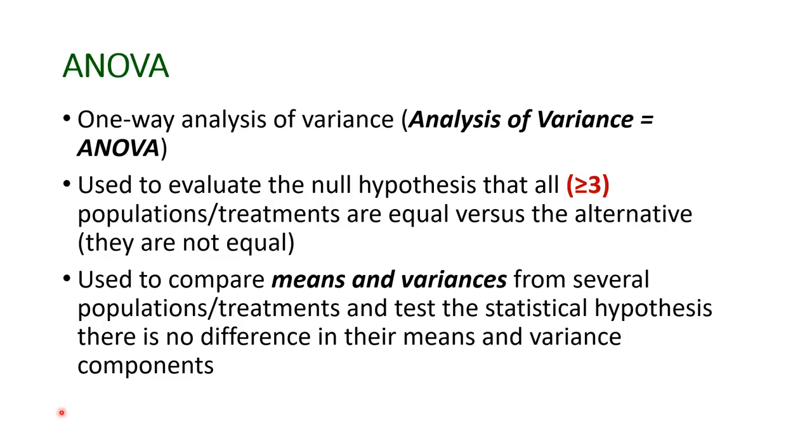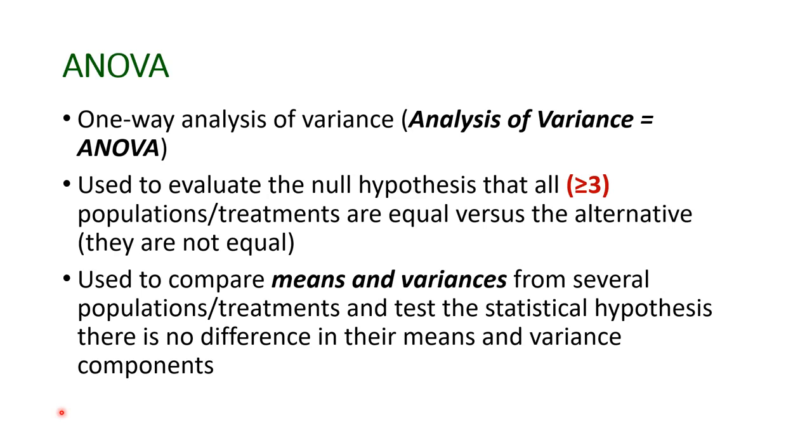Okay. The ANOVA, or analysis of variance, and again more specifically the one-way analysis of variance is what we're going to be focusing on. This is used to evaluate the null hypothesis that all groups or treatments or populations are equal versus the alternative that they are not, or at least one is different. Okay? The key here is that the number of groups or treatments or populations need to be 3 or more. Okay? If you only have 2 levels of your categorical variable, you're going to be doing a t-test. If you have 3 or more, you're going to be doing an ANOVA.